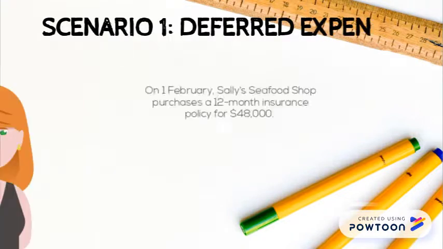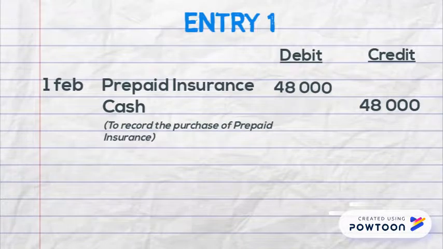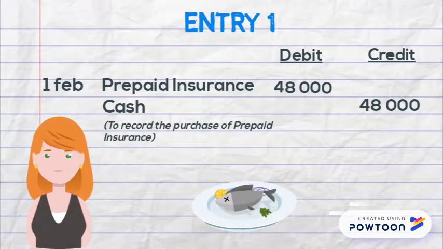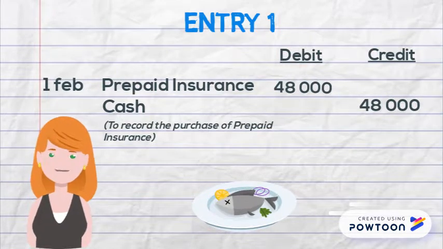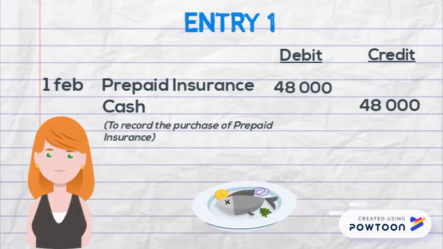Number 1, deferred expenses. On February 1st, Sally's seafood shop purchases a 12-month insurance policy for $48,000. Because the insurance has not yet been incurred, it is recorded in the journal entry as an asset. This is the prepaid insurance account, which is debited at an amount of $48,000. Then the cash account is credited at an equal amount of $48,000 in the journal entry.